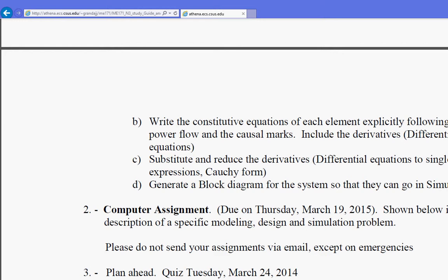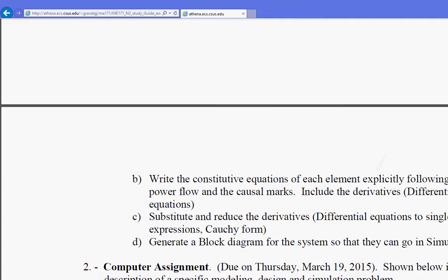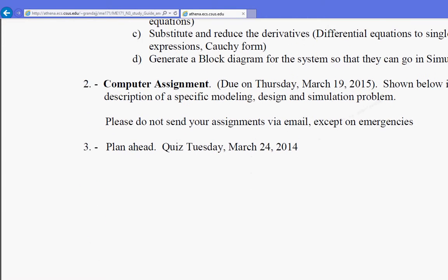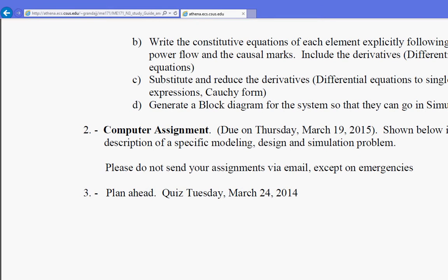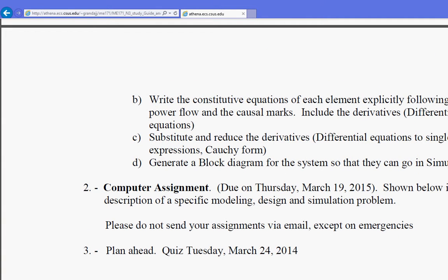Yes? Your quiz is on the 24th, is this screen right? That was 2014. Oh, so it needs to be 2015. See, we won't go back a year, but this is the homework, and then you have a computer assignment on March 19, which we're going to show you in a few moments. And finally, plan ahead for the quiz on March 24, 2015. I don't correct that here because I have to go through Dreamweaver to do a little correction and upload the file again. So it's not that easy.